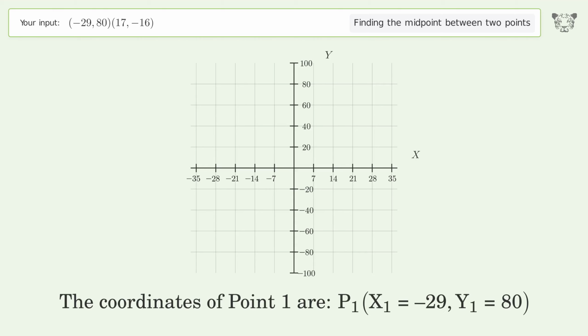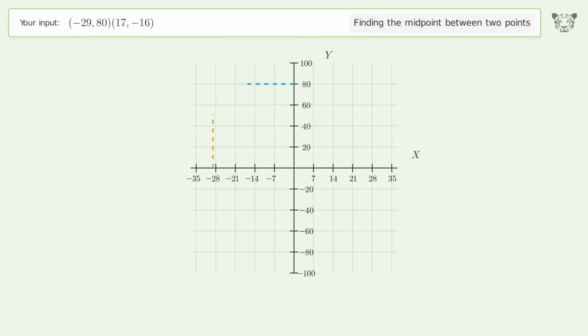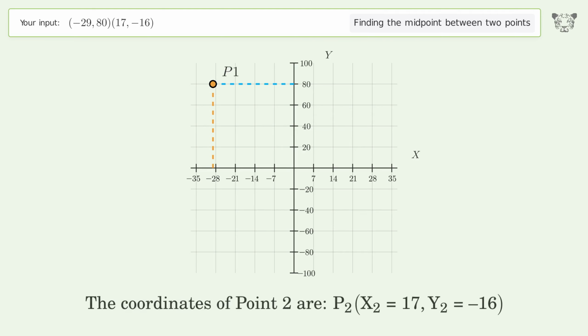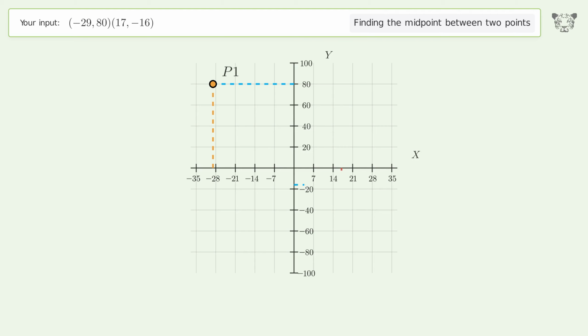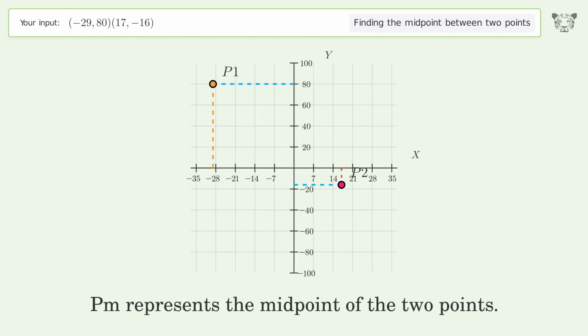The coordinates of point 1 are, x1 equals -29, y1 equals 80. The coordinates of point 2 are, x2 equals 17, y2 equals -16. PM represents the midpoint of the 2 points.